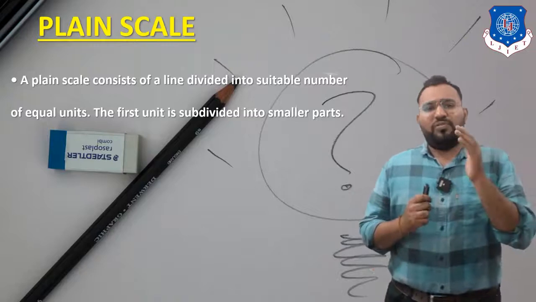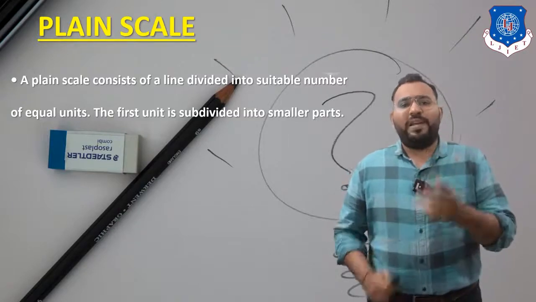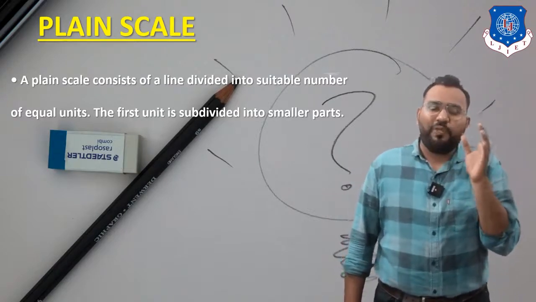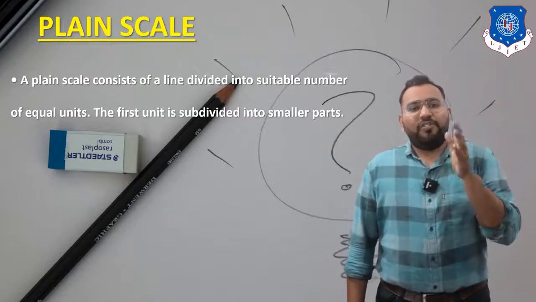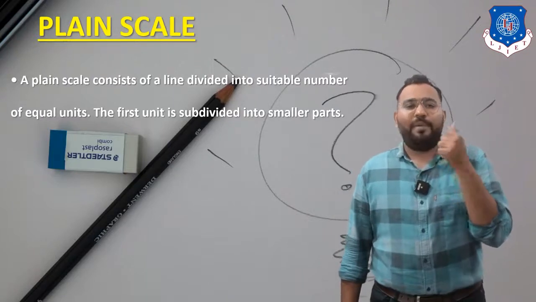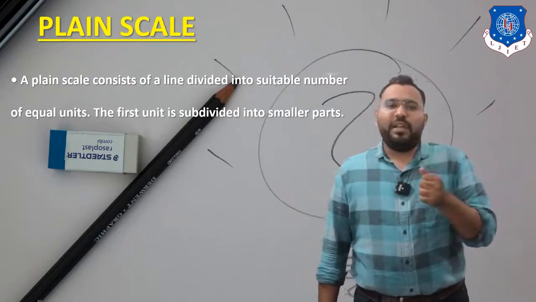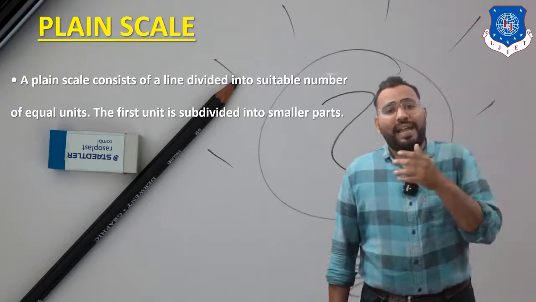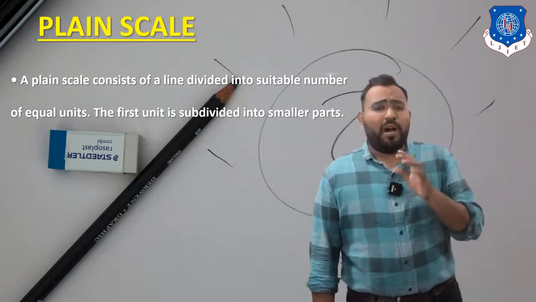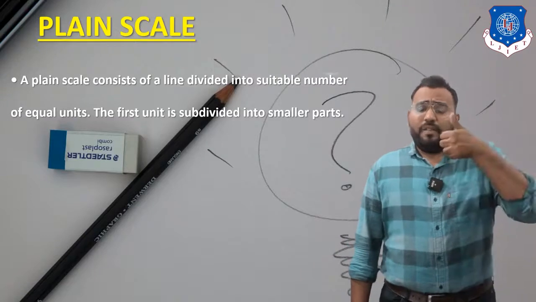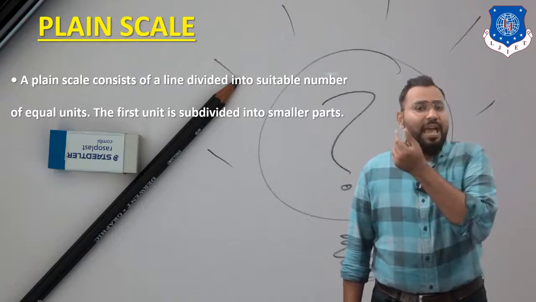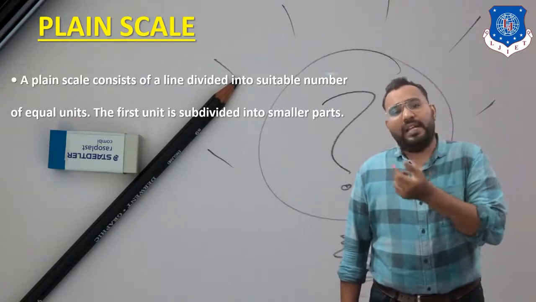Now let me tell you something. The plane scale is used when you have to measure one main unit and another subunit. First, you have to understand what is the main unit and what is the subunit. In the last video I told you to mug up all the unit conversion formulas, like 1 centimeter equals 10 mm, 1 meter equals 10 decimeter, 1 kilometer equals 10 hectometer. So here, 1 centimeter is equal to 10 mm. That means a centimeter is the main unit and mm, which is the 10th part of a centimeter, is the subunit.